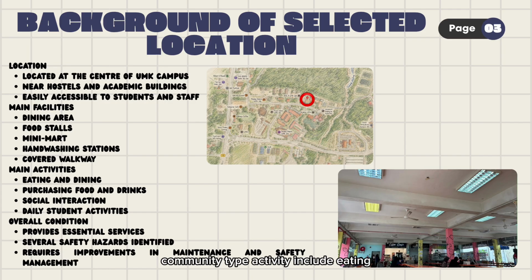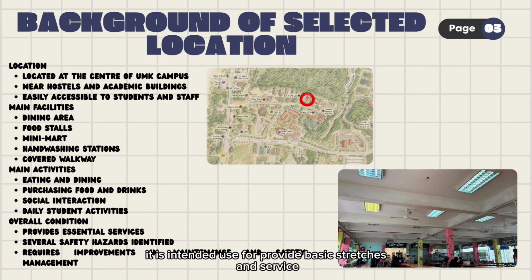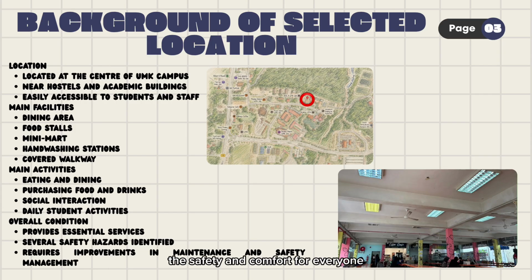Typical activities include buying food, using drinking water facilities and moving between different campus zones. From our observation, the site is only partly suitable for its intended use of providing basic food and services, because poor design, maintenance and inadequate accessories create risks that affect the safety and comfort of everyone who uses it.